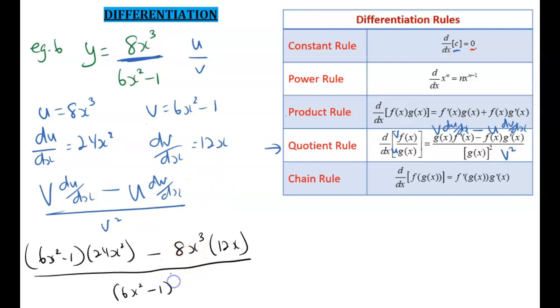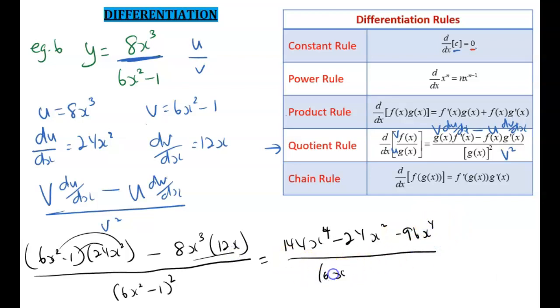Because it's v squared. Now simplifying the numerator here, I will end up with 144x to the 4, this by this and this by this, minus 24x squared, and these two multiplied will end up with minus 96x to the 4, all over, and I'll just leave this like this, 6x squared minus 1 all squared. Now simplifying, I will get 48x to the 4 minus 24x squared all over 6x squared minus 1 all squared.